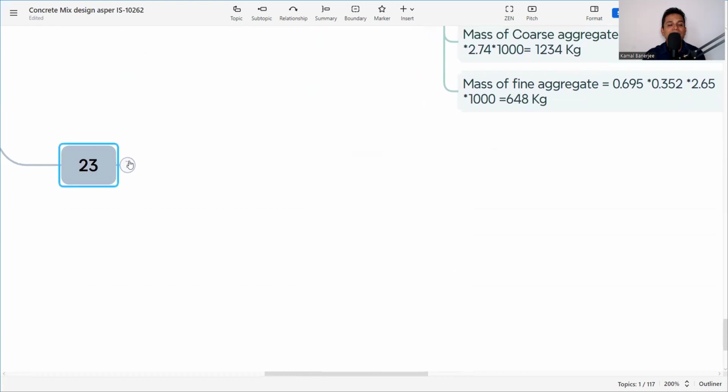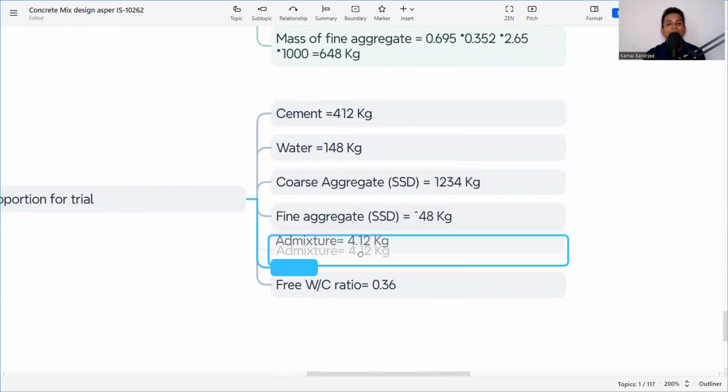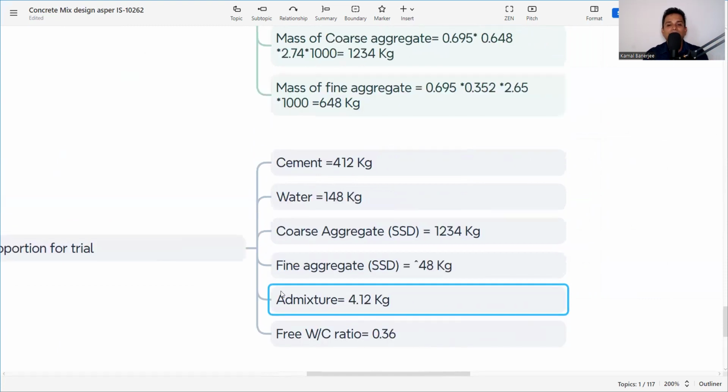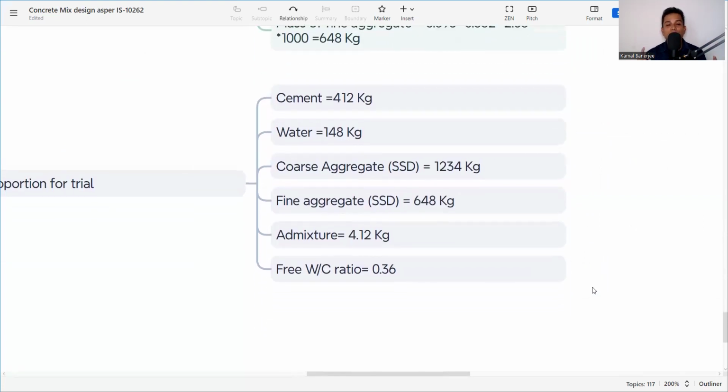So what will be the trial mix proportion? Because this is the theoretical we are getting. Now what are we getting? Cement 412 kg, water 148 kg, coarse aggregate in SSD condition 1234 kg, fine aggregate in SSD condition 648 kg. And what is admixture? 4.1 kg, and free water cement ratio is 0.36.